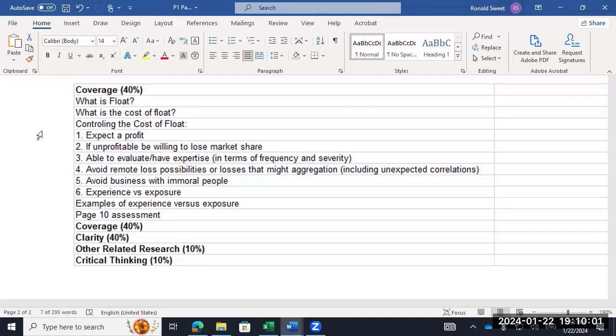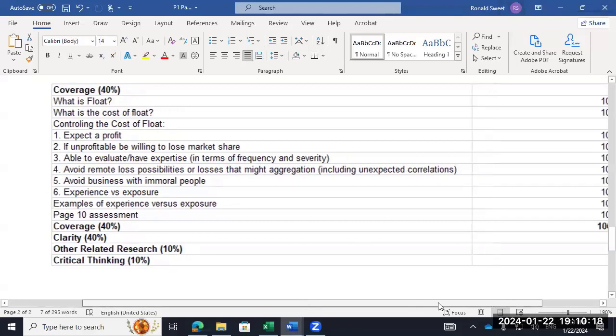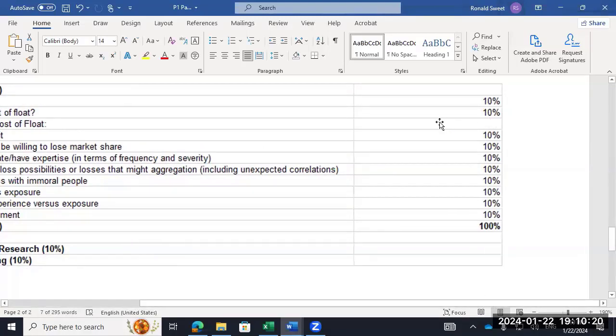And then say, given these definitions, how would an insurance company control the costs of float? And then you start the next section. Number 1, expect a profit over time, something like that. All right. So if a good transition, this becomes your transitional section. You notice there's no points here, so it's just a transitional section.